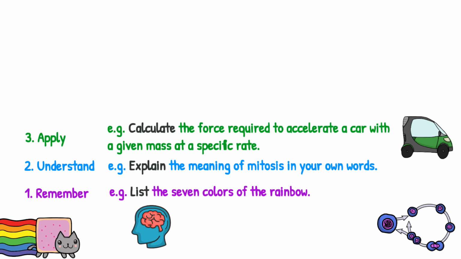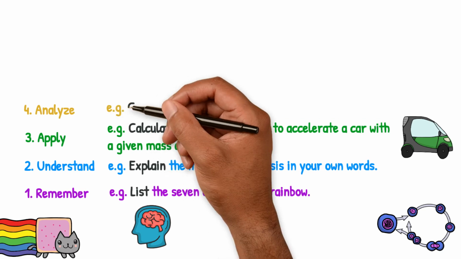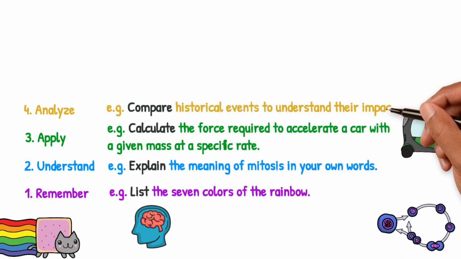Then we have the analysis phase, which means breaking things down into their building blocks, examining the pieces and understanding how they work together. It's all about identifying patterns, relationships, and the underlying structure of information. A simple example would be compare historical events to understand their impacts.